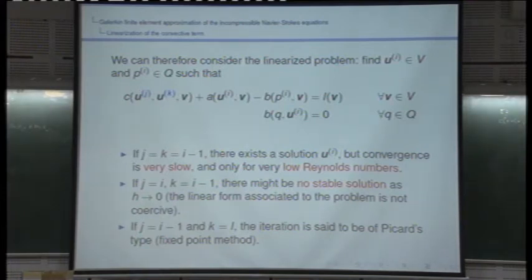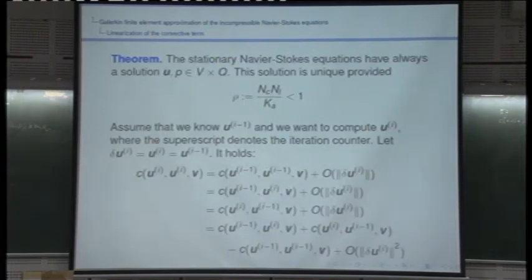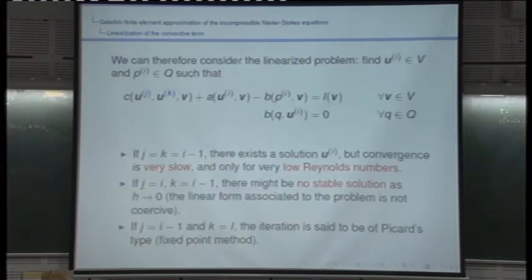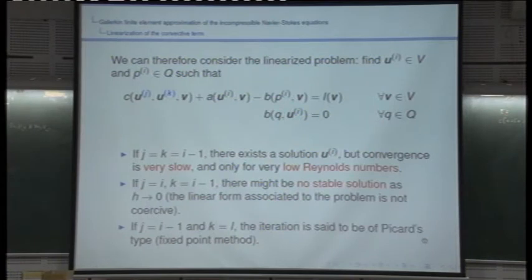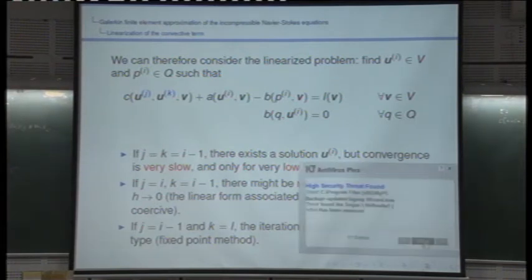The first possibility, the one written here, is in principle of first order. Take everything at I minus 1, that is, j equal to k equal to I minus 1, so we evaluate the convective term with the previous iteration. It can be shown that it yields a solution, but convergence is extremely slow, and only for very low Reynolds number. Therefore, this option has to be abandoned. You cannot take that directly in the previous iteration and move it to the right-hand side. If you take j equal I and k equal I minus 1, there might be no stable solution.